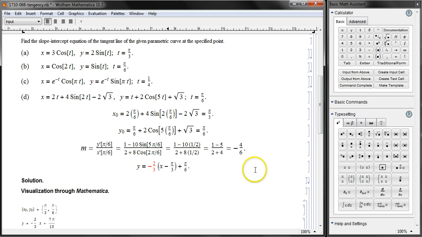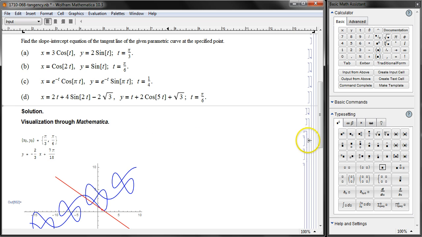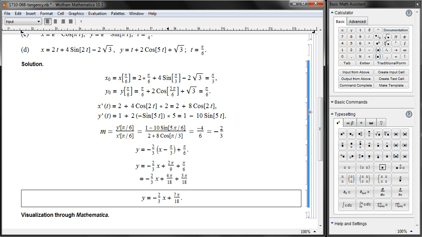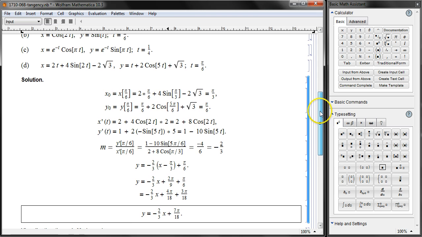Okay, here's the solution. By the way, if you open up this cell, you can see the whole solution there. Yes, this is 2, and then you have negative 4/6.